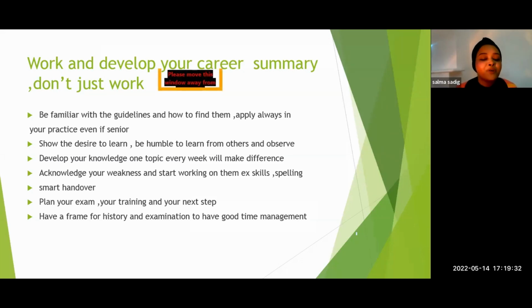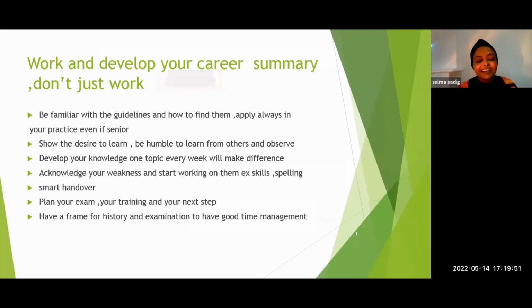It's very important to start low in order to rise. It's very important to have a base. If you want to build a high building, it's very important to have a strong base, and that's similar to developing your career. Develop your knowledge topics every week. It will make a difference.